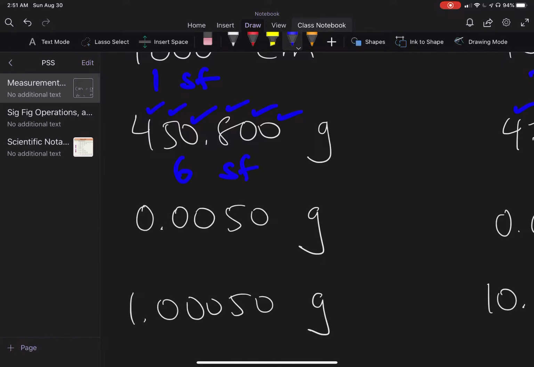Next one. Okay, now we're talking about numbers less than 1, 0.0050. So the 5 counts, and here's another 0 that's after the decimal and after the digits, but then these zeros do not count. Those are placeholder zeros. These zeros are telling us how small of a number we have. These zeros are telling us that we have quite less than 1 gram, not 50 grams or 5 grams. So this example has only 2 sig figs.